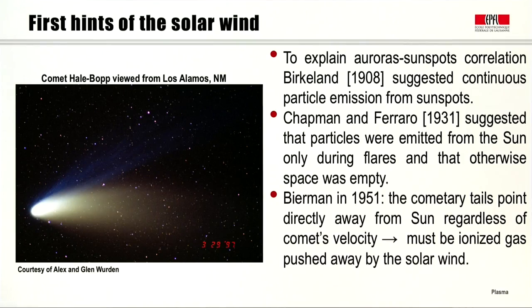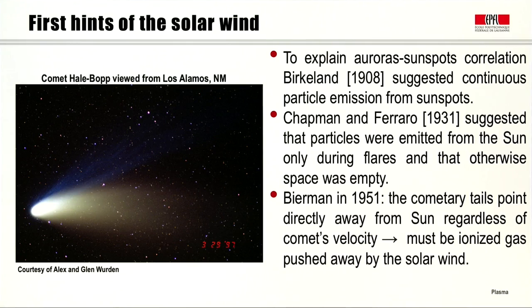The first hints of the solar wind came in the early 19th century, when Birkeland suggested that a continuous particle emission was coming from sunspots. This was to explain the observed correlation between auroras and sunspots. About 30 years later, Chapman and Ferraro suggested that particles were emitted from the Sun only during solar flares, and otherwise the space between the Sun and the Earth was empty.